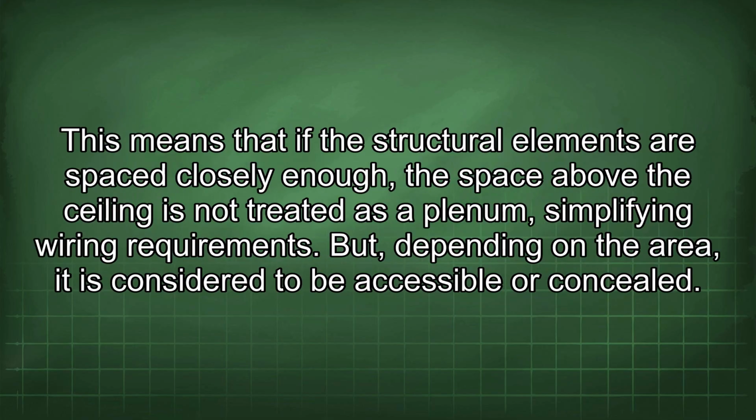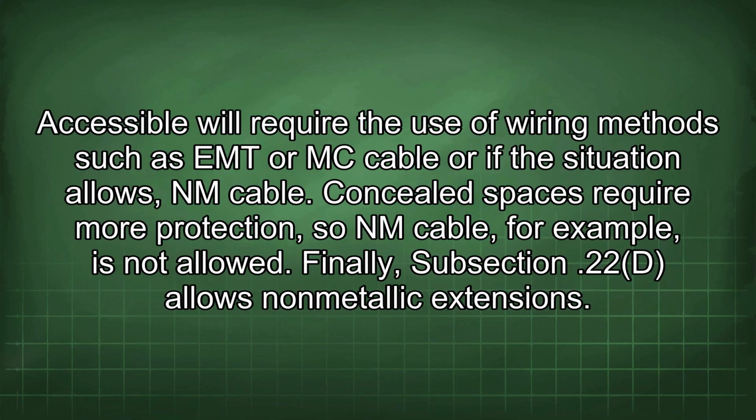This means that if the structural elements are spaced closely enough, the space above the ceiling is not treated as a plenum, simplifying wiring requirements. But, depending on the area, it is considered to be accessible or concealed. Accessible will require the use of wiring methods such as EMT or MC cable, or if the situation allows, NM cable. Concealed spaces require more protection, so NM cable, for example, is not allowed.